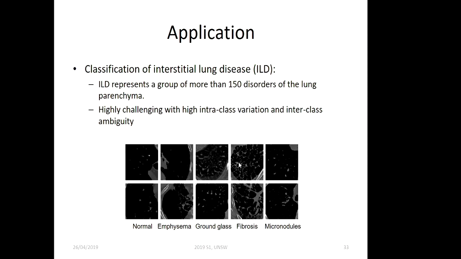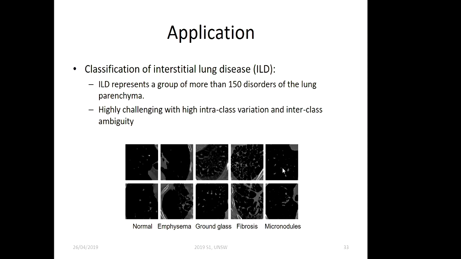But the difficulty here is the same as I introduced at the start. There are very high intra-class variation and inter-class ambiguity here. So if you consider emphysema, these are two cases of emphysema, but they look very different. And also for ground glass or fibrosis, even for the same class, with different patients, they can look very different. That is the intra-class variation. That's the most significant problem in any type of medical images, essentially.